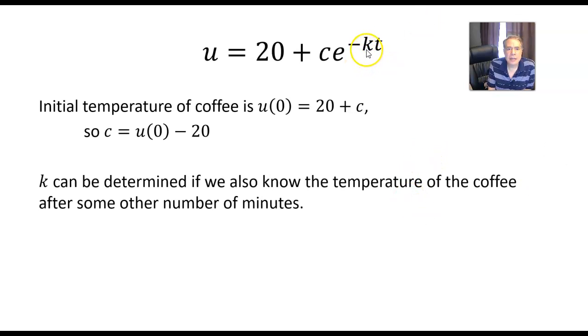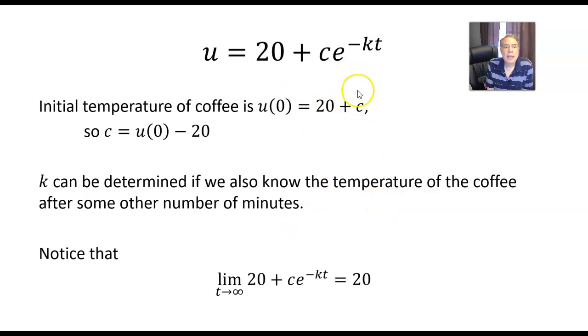And the other constant in here, the k, depends on what the thing that's cooling down is made of. If it's a cup of coffee, is it in a nice insulated styrofoam cup or some other kind of mug? That's going to make a difference in how fast it cools off. So that number k depends on what it is that's cooling off. Some things cool faster than others, and it can be determined if we also know the temperature of the coffee after some other number of minutes besides 0.